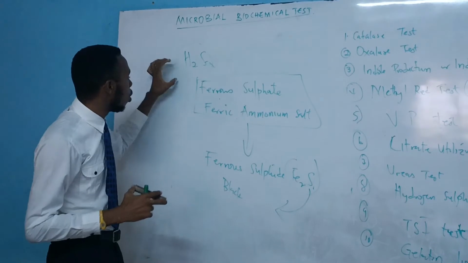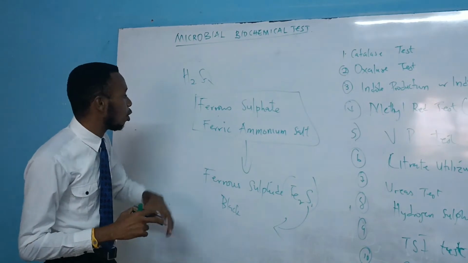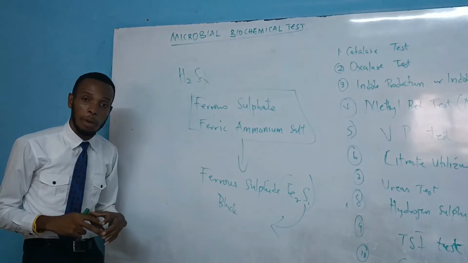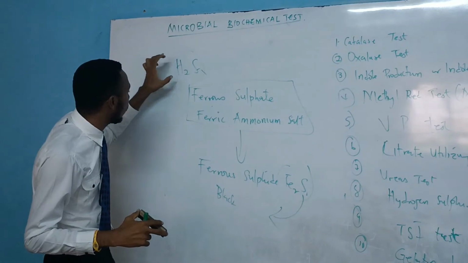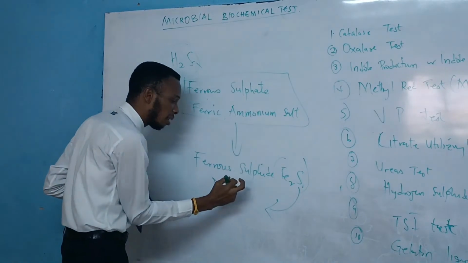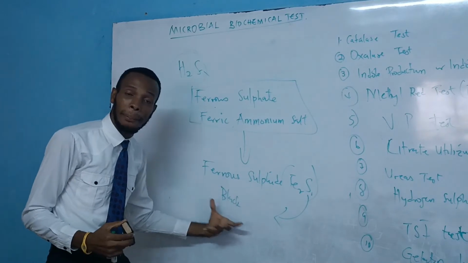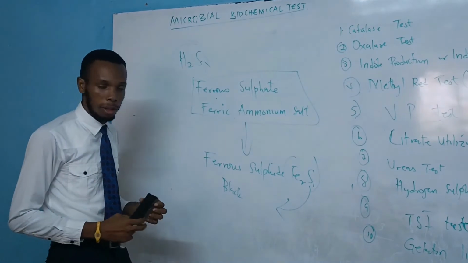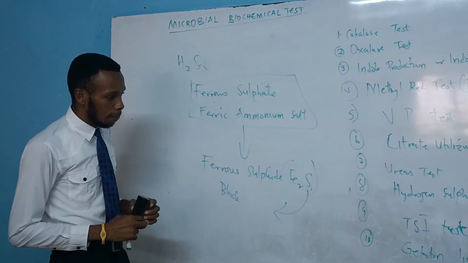what we do is include it in an agar containing ferrous sulphate or ferric ammonium salt. When that organism has hydrogen sulphide, it reacts with these compounds to give us ferrous sulphide, which produces a black precipitate, or PPT, indicating to us that the organism contains H2S, hydrogen sulphide.